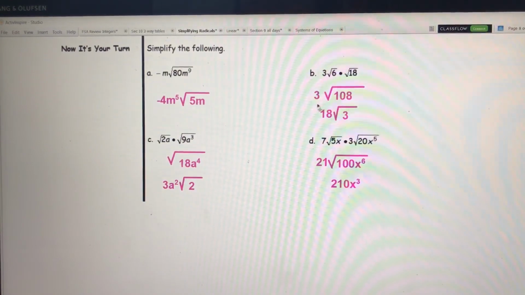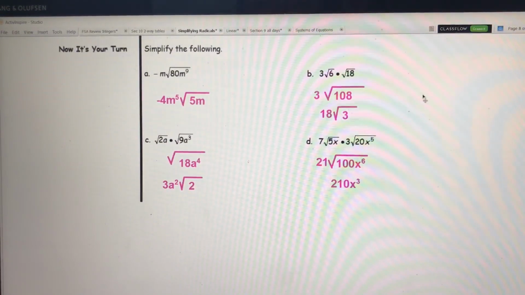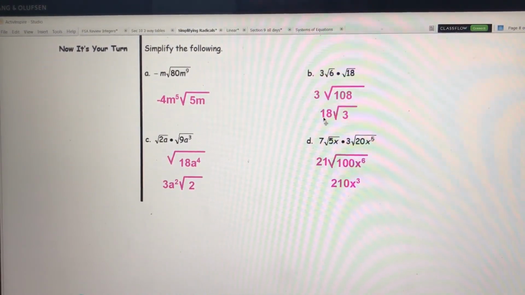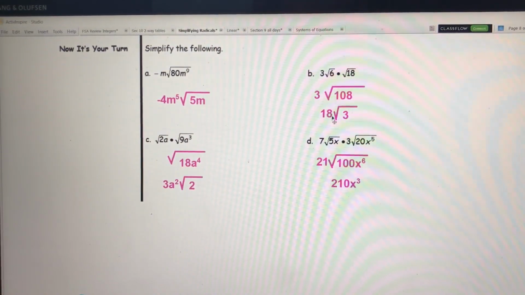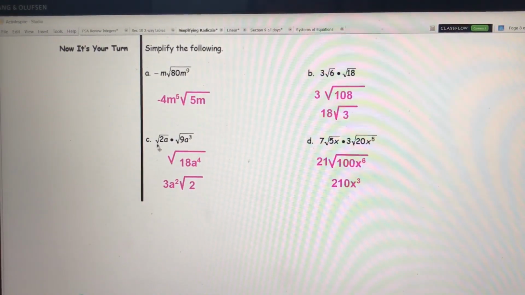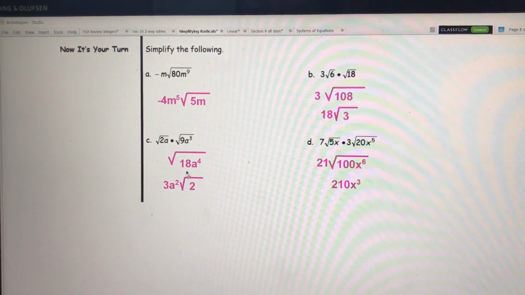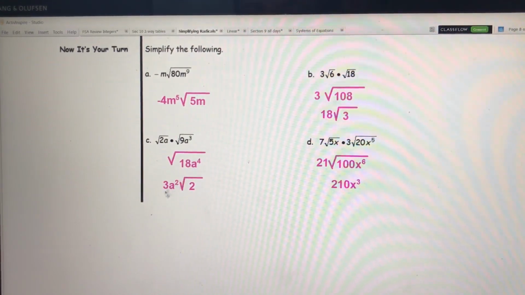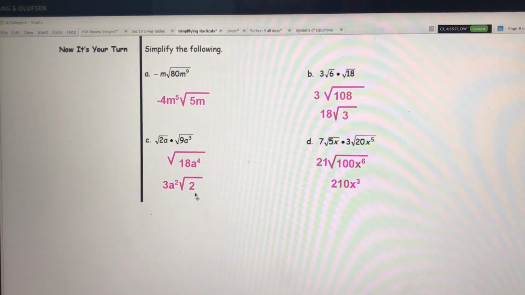On part B, what you could have done to start was multiply the 6 times the 18 to get 3 square root of 108. You then would have broken down the square root of 108 and brought out a 6. 6 times 3 is 18. On part C, if you multiplied your 2 first, you should have gotten 18, a to the 4th. A 3 and an a squared comes out, leaving only a 2 inside.